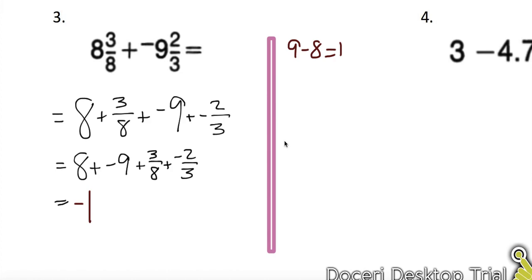And then I have 3/8 plus negative 2/3. Those are different signs, so I'm going to subtract. But I have to have a common denominator. In this case, it is going to be a common denominator of 24.